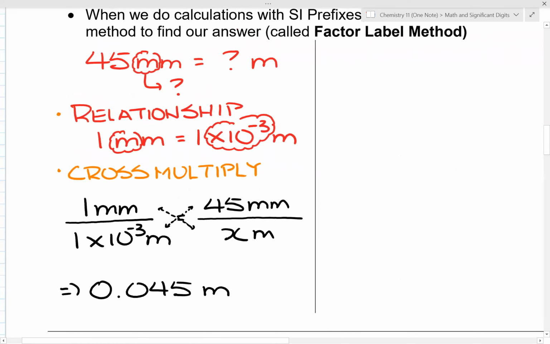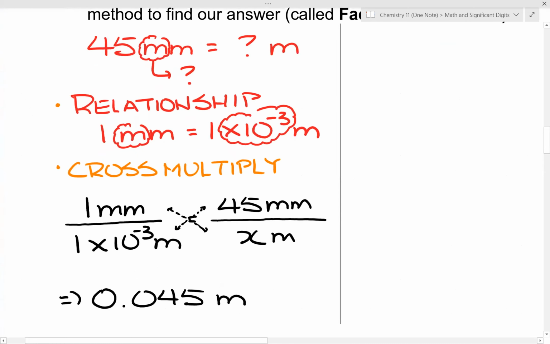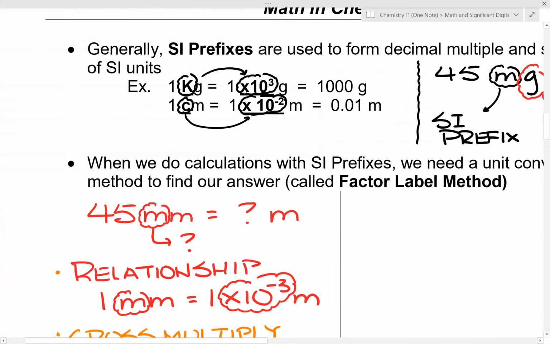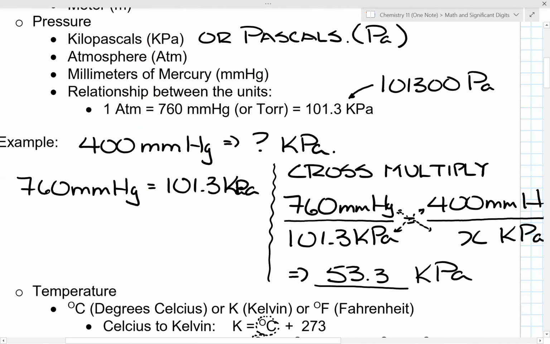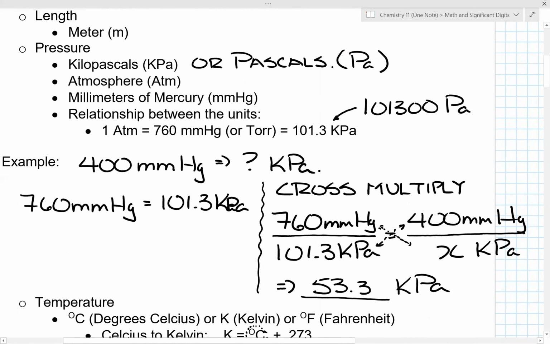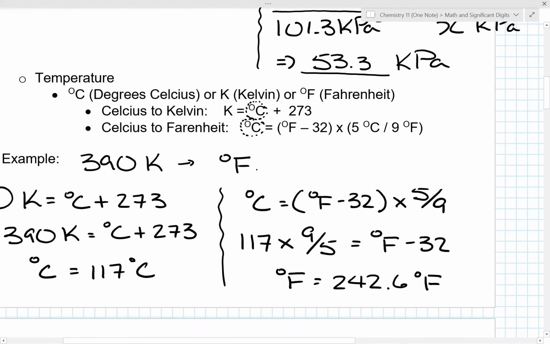Now, when you take a look at this, you might say, hey, Mr. Chan, this looks familiar to what you did up here, where I found the relationship between millimeters of mercury and kilopascals, and then I cross multiply. Yes, you can do that. It's exactly the same. So basically, for this math that you need for chemistry, can you recognize the relationship? And then can you cross multiply?